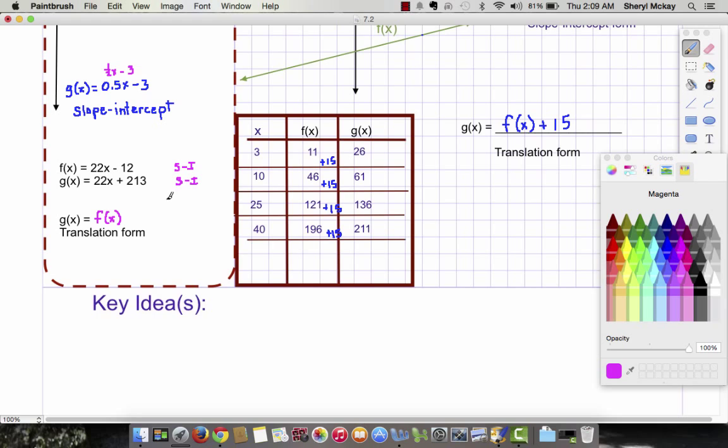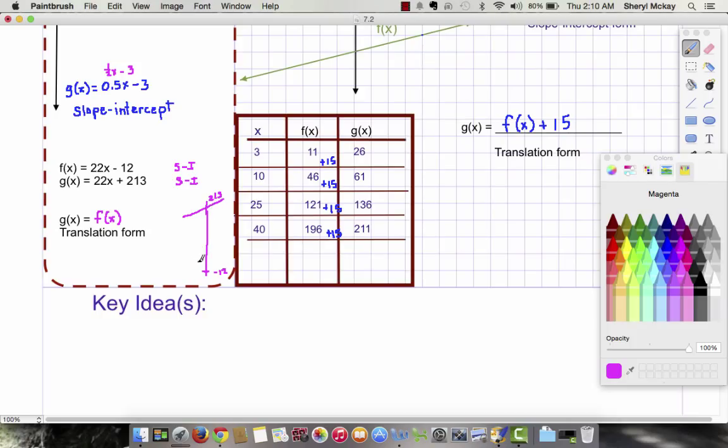Well, if you were thinking about this, you would have thought that on the y-axis, I started at -12, which could be down here. We'll say this is -12. This is where I cross the y-axis. And g of x, I cross the y-axis way up here at 213. So how did I get from -12 to 213?